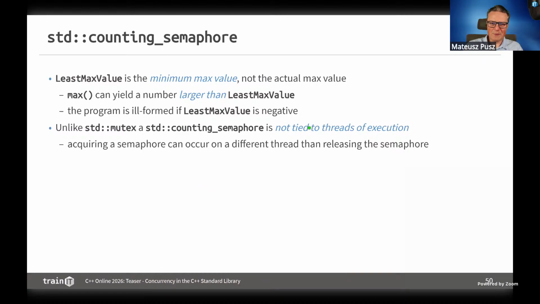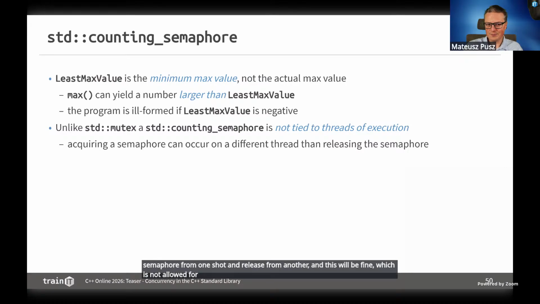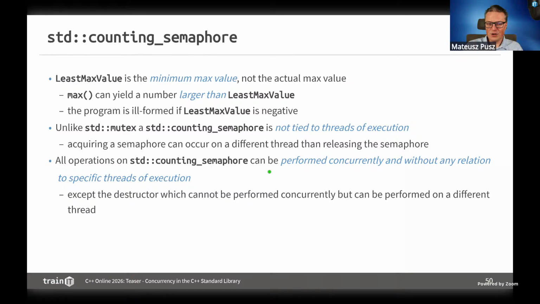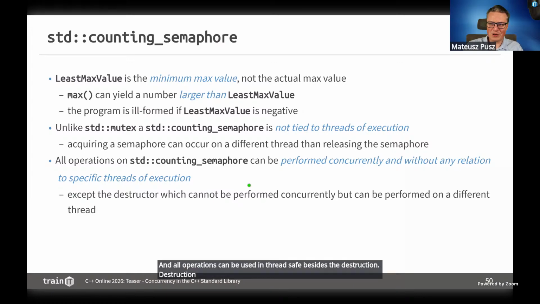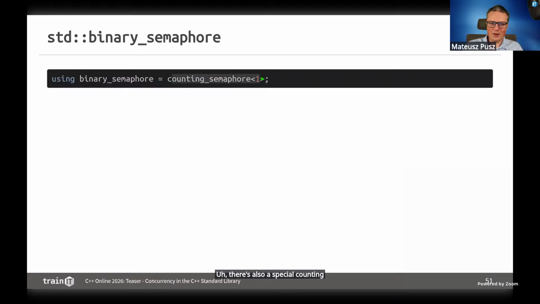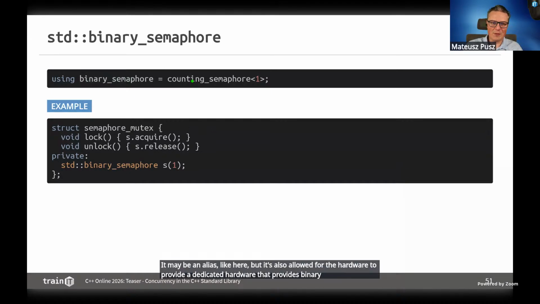Unlike std::mutex, a counting semaphore is not tied to threads of execution. You can acquire a semaphore from one thread and release it from another, and this will be fine, which is not allowed for mutexes. All operations are thread safe besides the destruction. Concurrent destruction is undefined. There's also a special counting semaphore of 1, called a binary semaphore. It may be an alias like here, but the hardware is also allowed to provide dedicated support for a binary semaphore, which may be faster than the generic implementation.